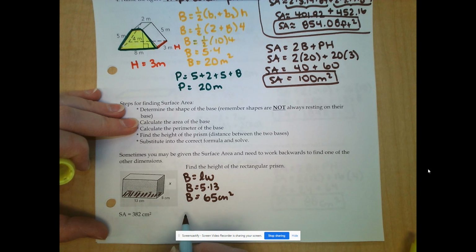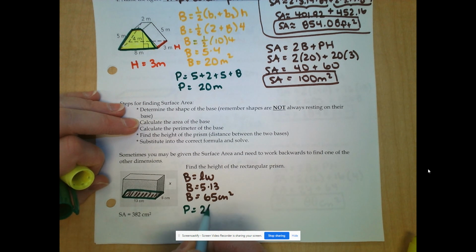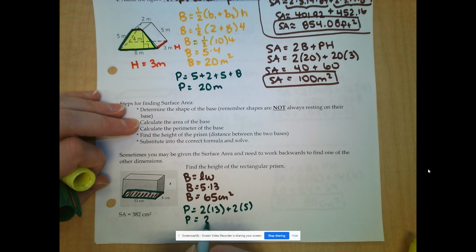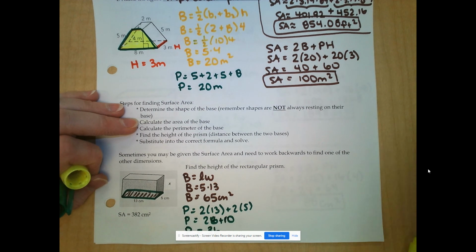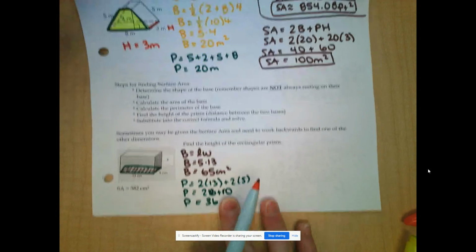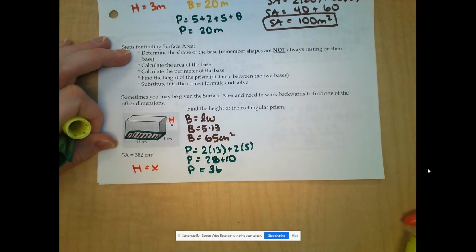Then I need to say, well, can I do the perimeter? Well, sure, I can do the perimeter. It would be 13, 5, 13, 5, or perimeter, which would be 2 times the 13 plus 2 times the 5, 26 plus 10. Perimeter would be 36. And the thing I don't know this time is, oh, sorry, I went off the screen a little bit. Thing I don't know is the height. I don't know the height of the prism from the base on the top to the base on the bottom.